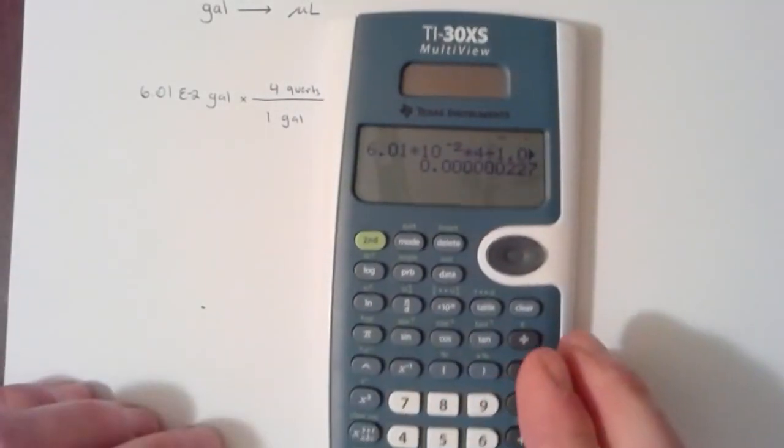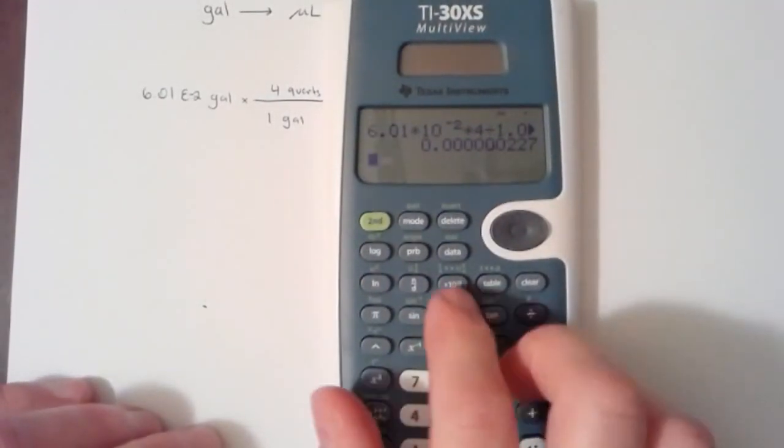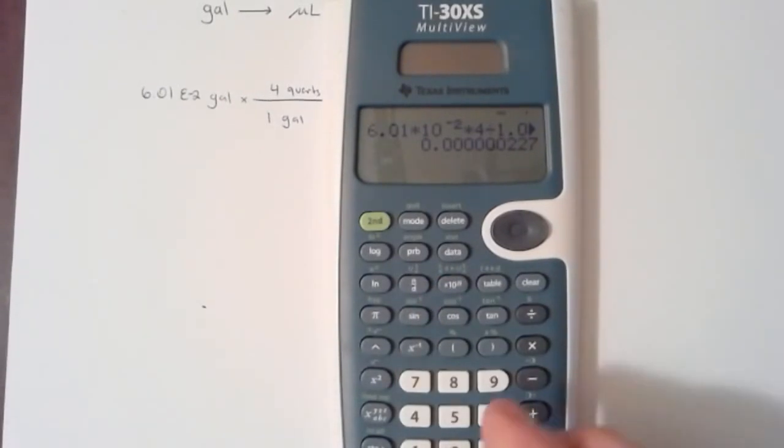You need to have parentheses if you're going to use this calculator and that button, which you should do. Just keep in mind you need to use parentheses. Okay.